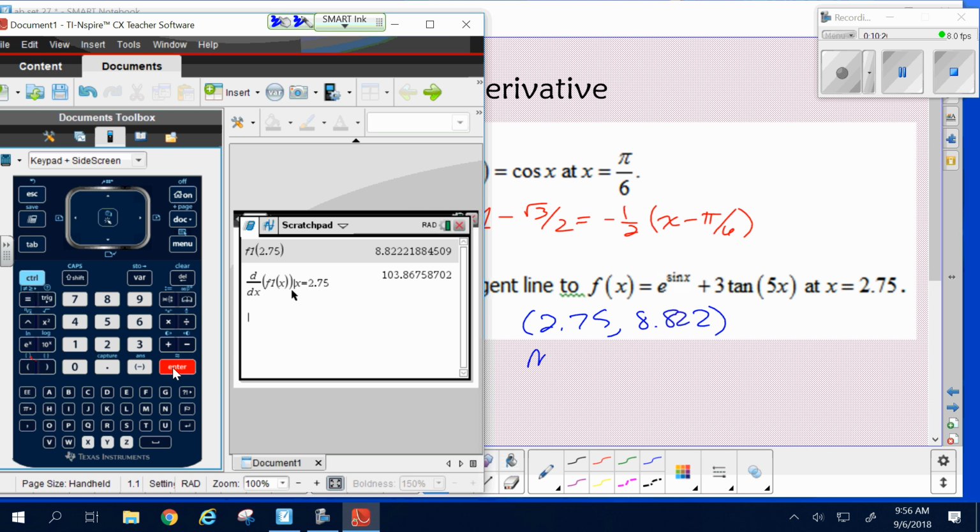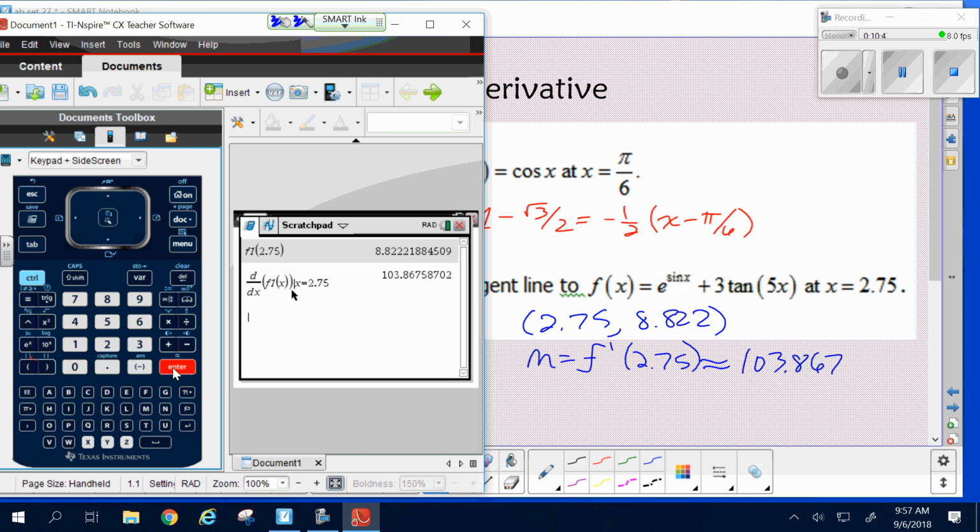So the slope, now, here's the gotcha. It's tempting because you're using your calculator not to denote anything, just to write that down. You've got to communicate still that the derivative at 2.75 was used to get your slope. And that slope is 103.867 or 868. I don't care if you round or truncate. Is that clear? Question so far?